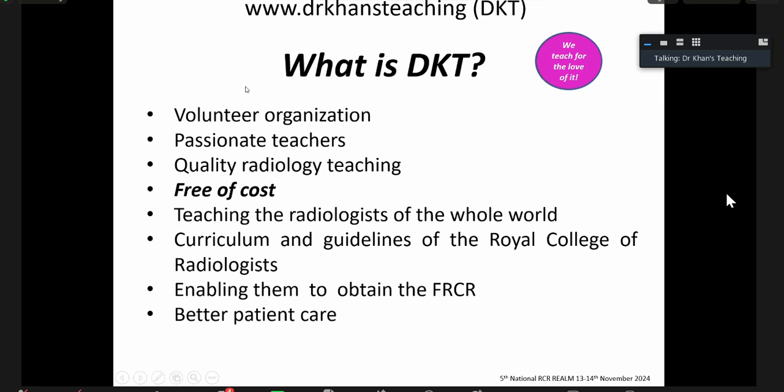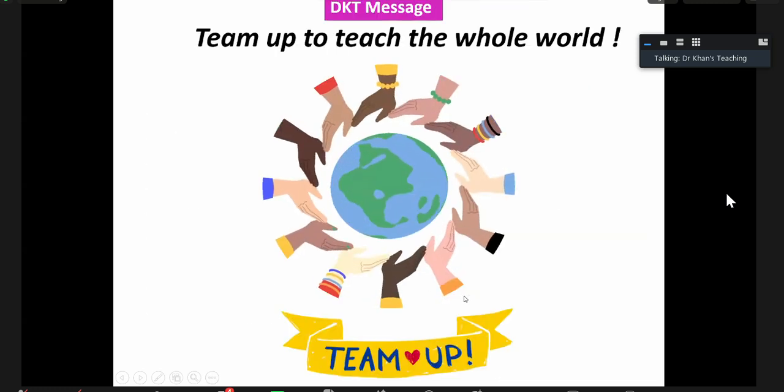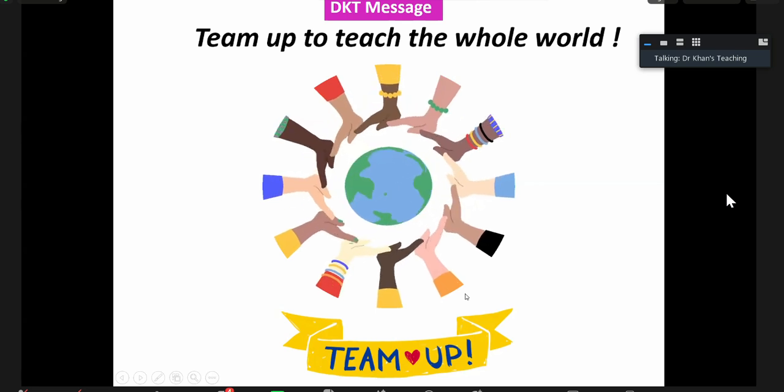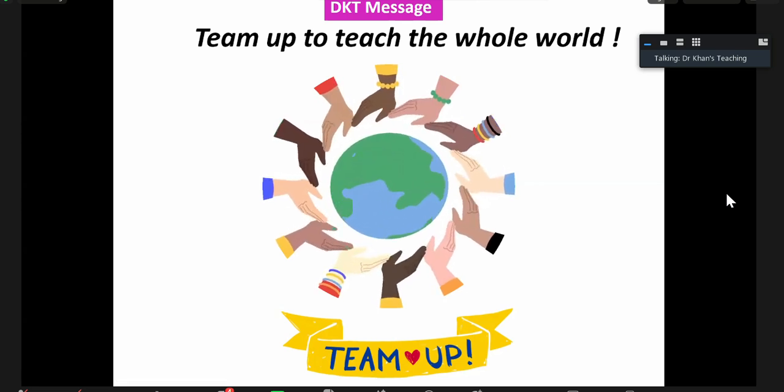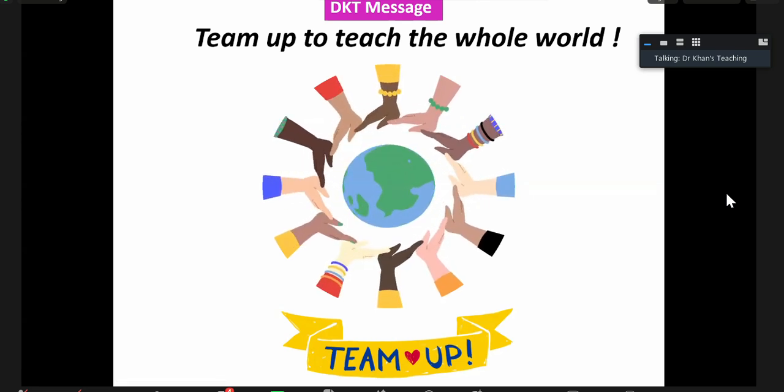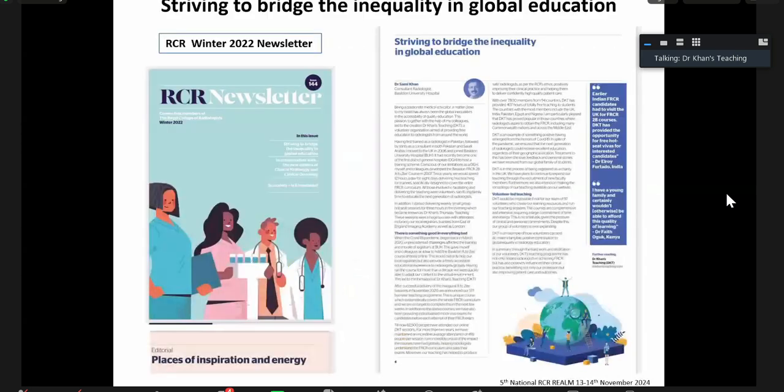this is a completely volunteer organization. We are very proud of this model. And of course, free of cost. So we teach it, and we really mean it when we say we teach for the love of it. Please remember, our teaching is pitched at a different level, which is the highest level in radiology to enable FRCR. But today, of course, we are going to teach at a very basic level. The message of DKT is very simple, which is team up to teach the whole world. Simple as that.